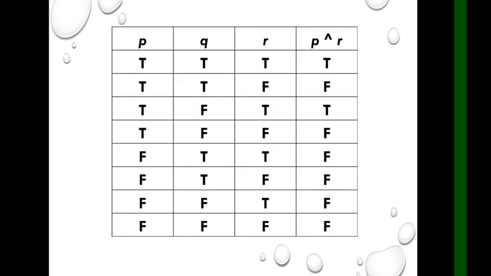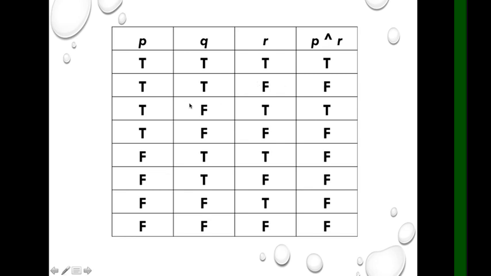Now, another, we have P, Q, R as our propositions, and we have 8 rows for P, Q and R. Now, what is P conjuncts R? So let's have P conjuncts R. So that's true because they are both true. The hypothesis and the conclusion is true.